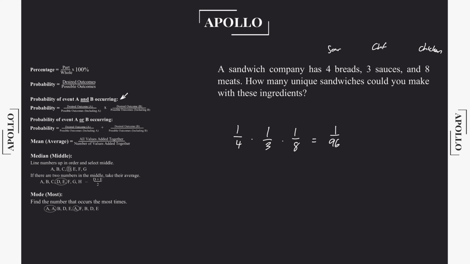And the reason why it would be 1 out of 96 is because you can make 96 total combinations with these 3 ingredients, right? So there's 96 total unique sandwiches that you could make. And if you wanted to select just one of those, you would have a 1 out of 96 chance of getting that particular sandwich.